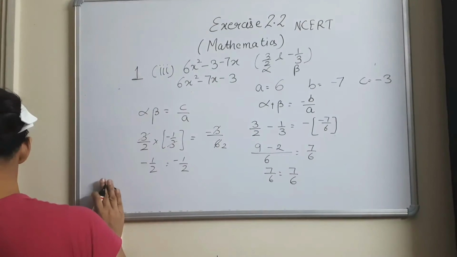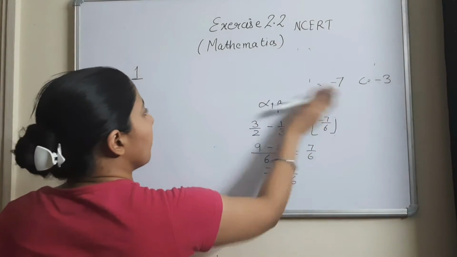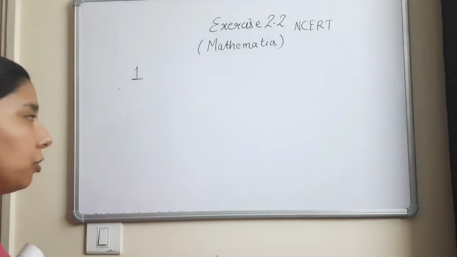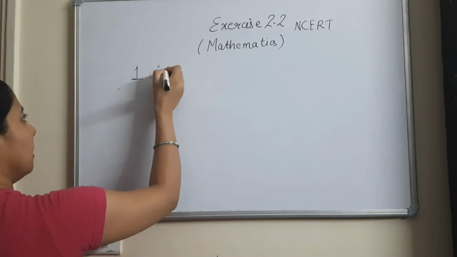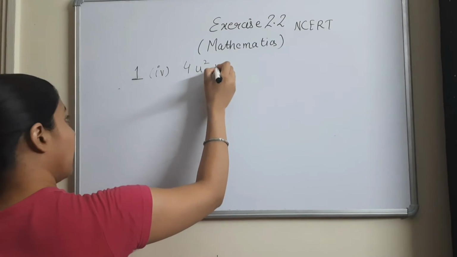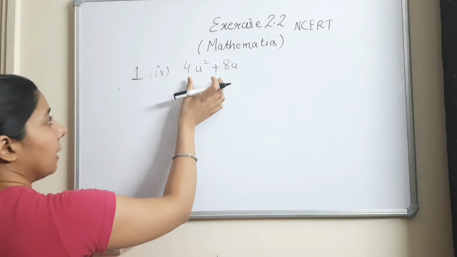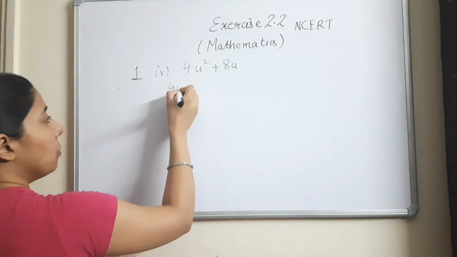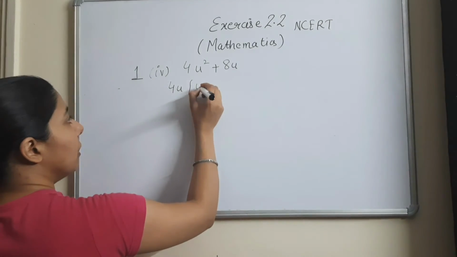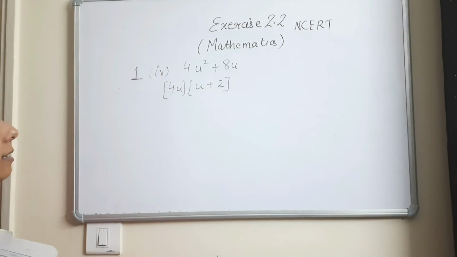Now let's go to question number 4. Let's move to question number 4, first part. Now question number 4 says 4u square plus 8u. Fine. So what you will do? First you will take 4u common from here and left with u plus 2. Fine. This way you can write it.